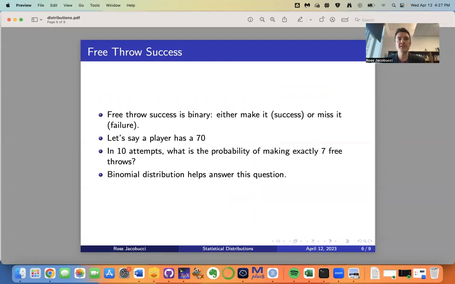Let's say your player has a 70% free throw success rate. If the player attempts 10 free throws, what is the probability of making exactly 7 free throws? The binomial distribution helps us answer this question. One goal of analyzing this kind of data is to figure out what factors, such as what the player is thinking or the angle of their wrist, predict free throw success or failure.